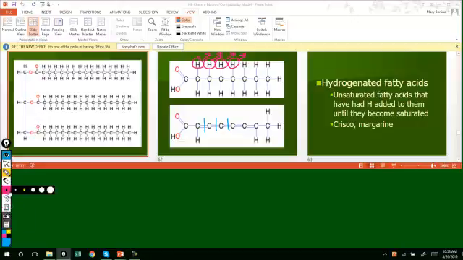And then there's one more representative of this family, the hydrogenated fatty acids. These are unsaturated fatty acids, like this one in the lower part of that slide, that have hydrogen added to them through chemical processes to become saturated. Margarine, Crisco, those kinds of fats are good examples of this.